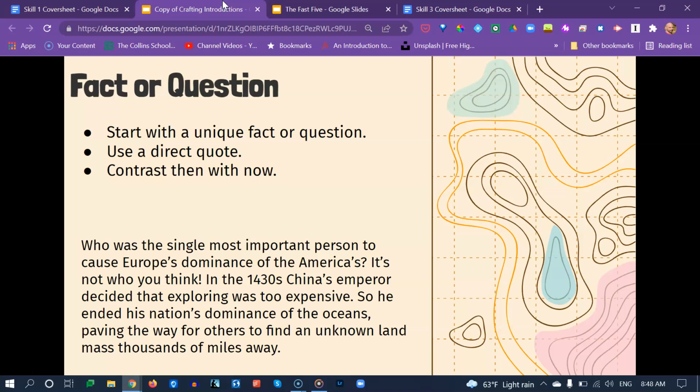So, one thing I could do instead is start with a fact or question. Who was the single most important person to cause Europe's dominance of the Americas? It's not who you think. In the 1430s, China's emperor decided that exploring was too expensive, so he ended his nation's dominance of the oceans, paving the way for others to find an unknown land mass thousands of miles away. All right, and so I'm trying to draw the attention of my readers, introducing something that they probably did not know, hoping that they would continue to read.